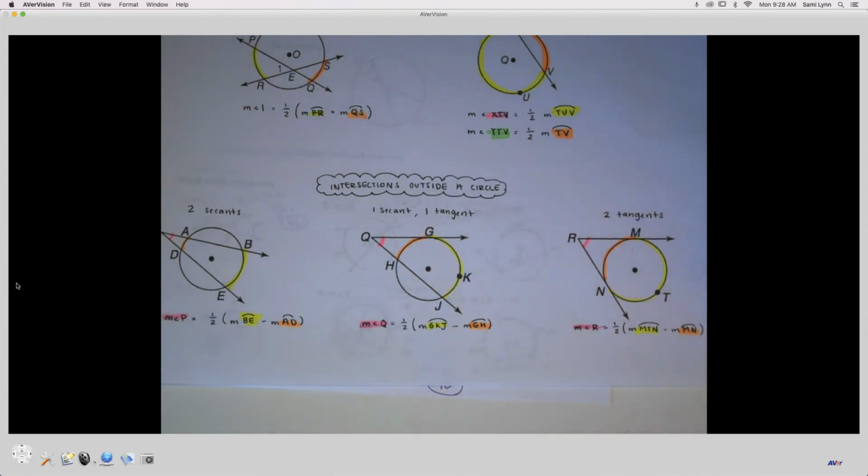The process is the same regardless if I have 2 secants, a secant and a tangent, or 2 tangent lines, right? I'm still intercepting 2 arcs. All right, I'm not going to spend a ton of time on these notes because we talked about it possibly a little bit in class, but here they are for you. Let's do practice problems.